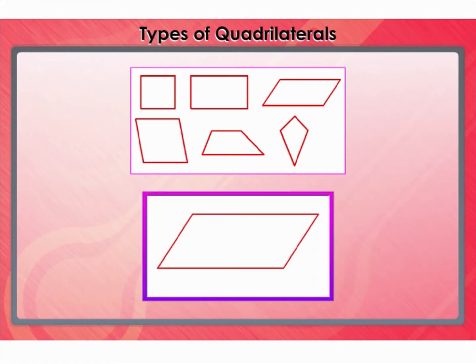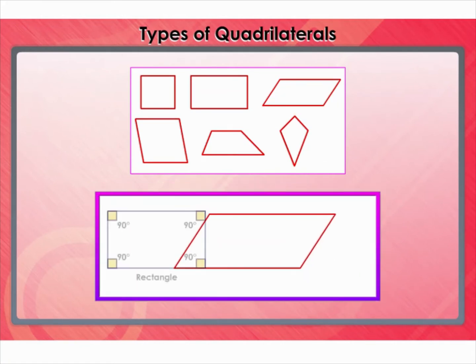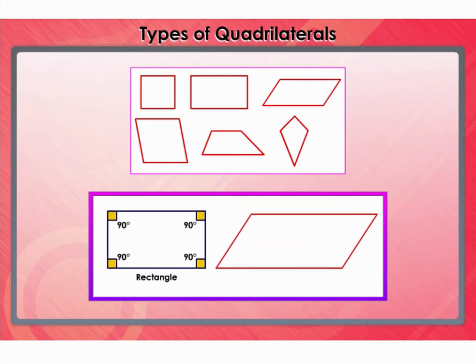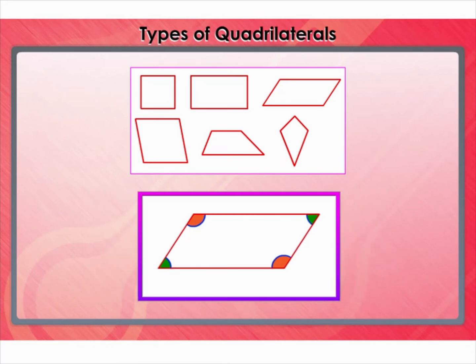Now let's consider the third quadrilateral. If we compare it with a rectangle, we see that it's different from a rectangle in terms of the measurement of its angles. Observe, its angles are not right angles. However, the opposite angles are equal. Such a quadrilateral is called a parallelogram.